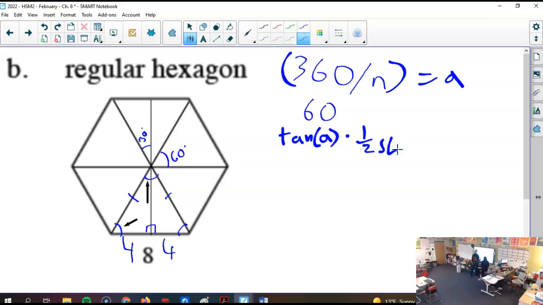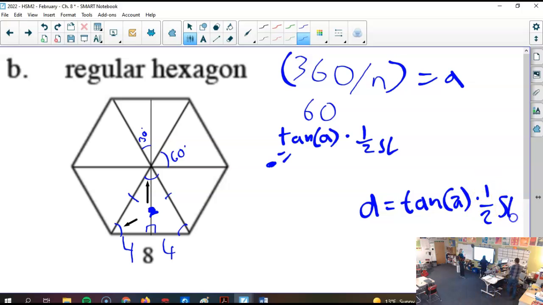SL, side length. And are we trying to figure out SL? This equation equals that. Okay, great. We could actually make it a legitimate variable. D for distance. Great. D. And then D times SL.